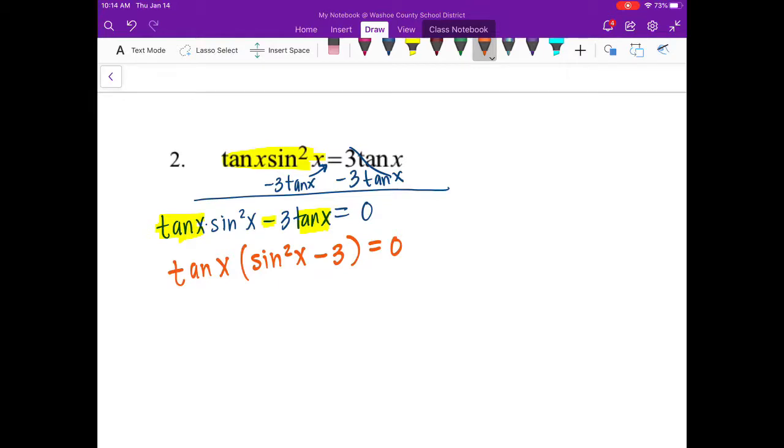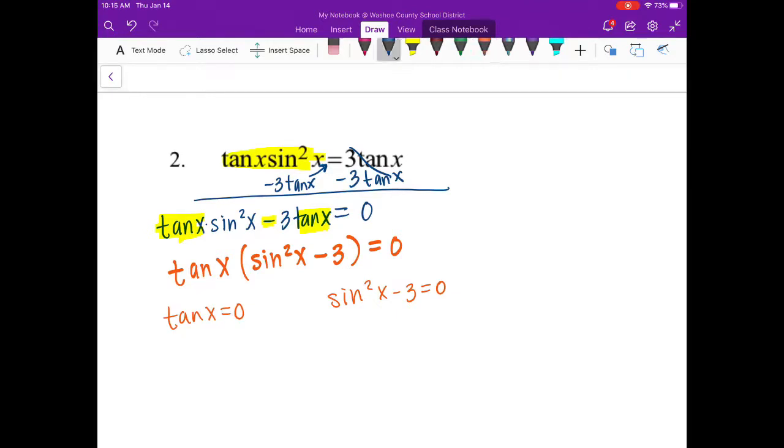So then I can take the tangent of x, set it equal to 0, and then I can take sine squared of x minus 3 and set it equal to 0. Okay, so just take these separately. There's no need to use any of my trig identities from my golden ticket, because these 2 factors separately can be solved. I can use them because they're just 2 separate factors being multiplied together, okay?